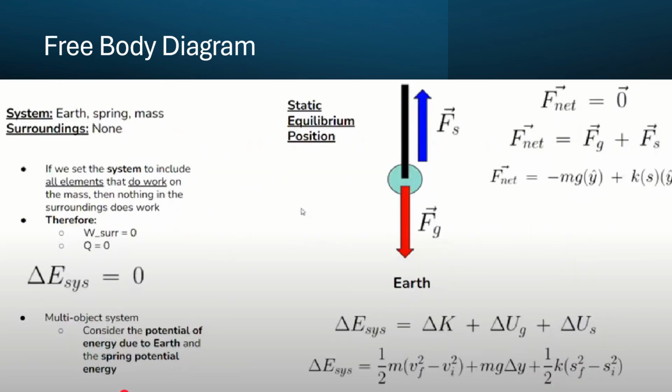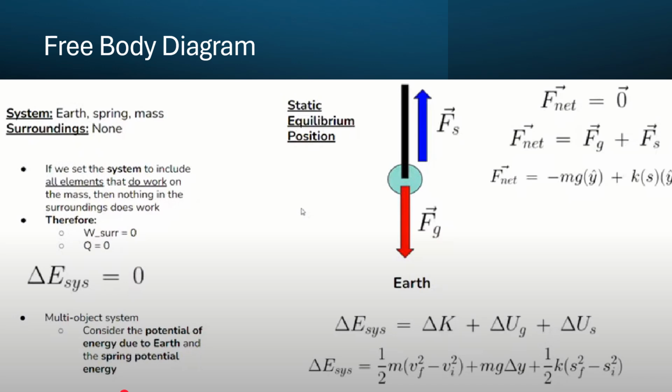The systems in this experiment are the Earth, the spring, and the mass. The surroundings are nothing that includes work on the system. If we set the system to include all elements that do work on the system, then nothing in the surroundings does work. Therefore, work equals zero, which means the change in energy in the system is equal to zero. Since there are multiple objects in the system, we have to consider the potential energy due to Earth and the spring potential energy.